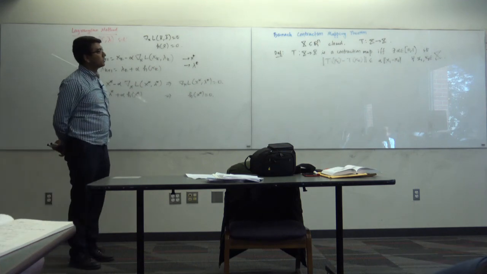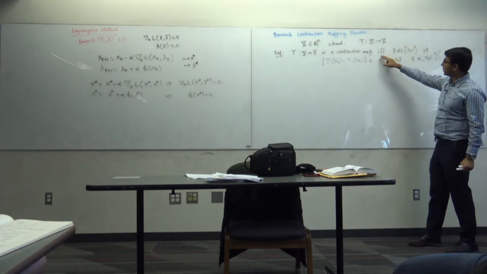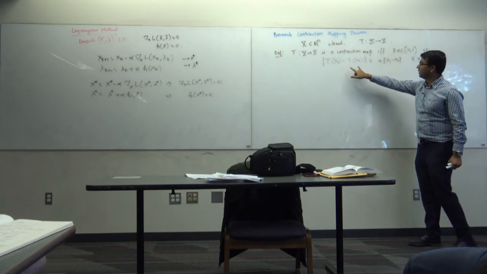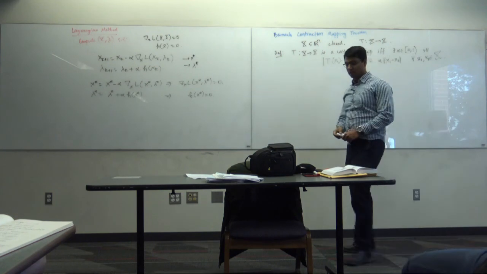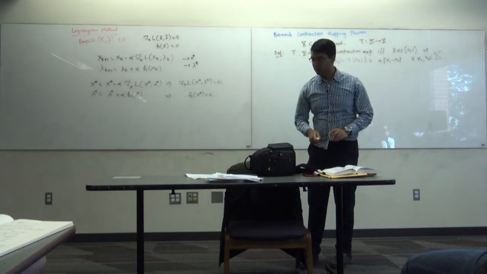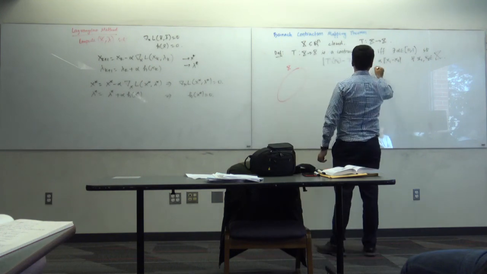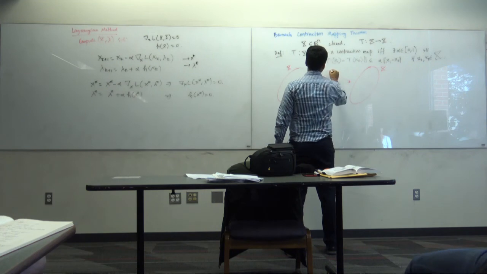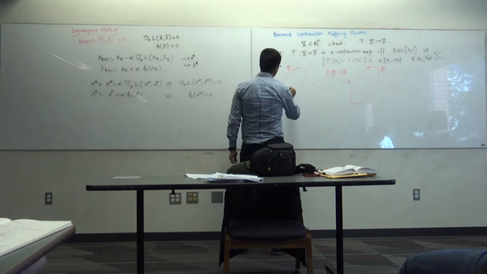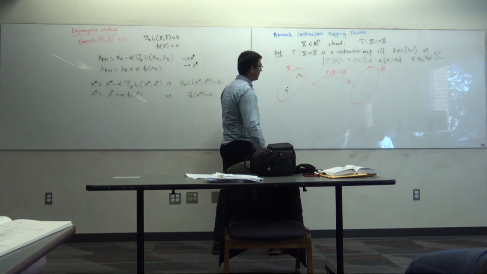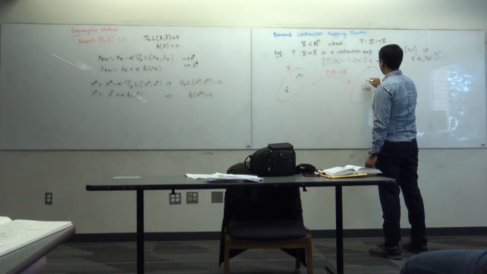Okay? So T is a contraction map if there exists an alpha in [0, 1) such that the difference is less than or equal to alpha multiplied by the norm of the points themselves. So let's look at a picture. Here is my set X. And here is a map T from X to X. I start with a point X1 here and a point X2 here, and I map them under the influence of T. So I get T X1 and T X2.